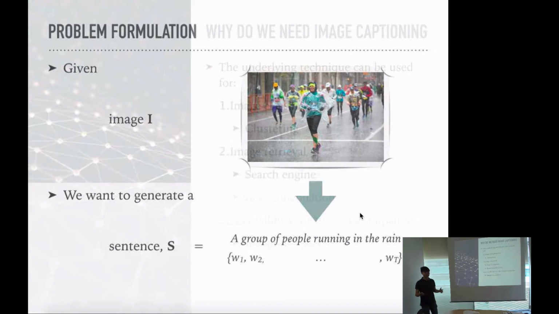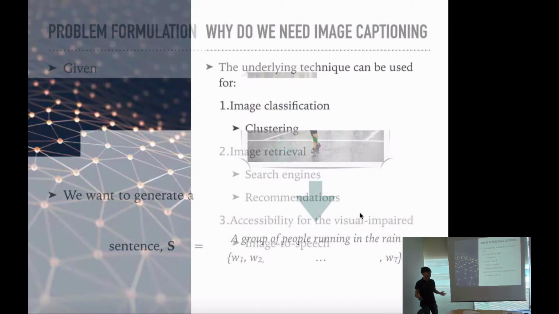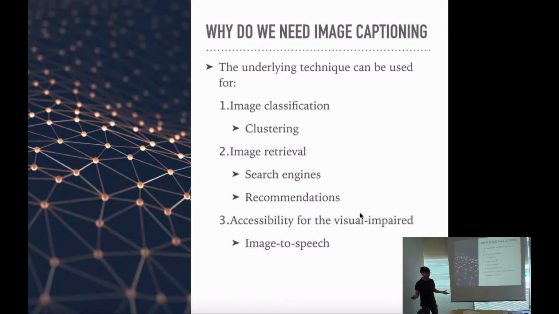There's an underlying technique that can be used for image classification and clustering, and it can be used in image retrieval for search engine recommendation. So let's say you type in some words, you can find images. So the techniques can be used for this as well. And finally, accessibility for the visually impaired. So what does this mean? When they walk around, they can actually understand stuff around them, because the computer can help them to convert the images they see into speech, which the visually impaired can understand.